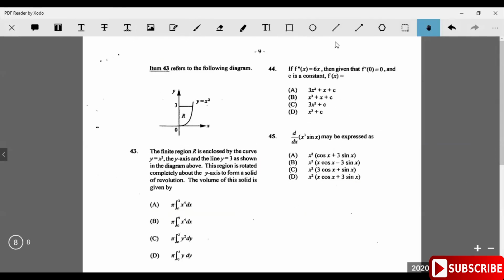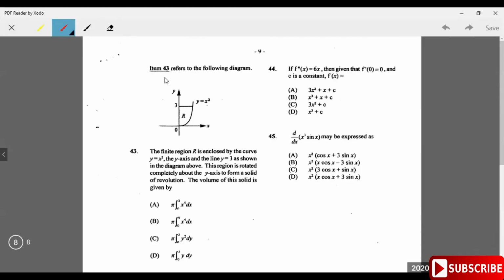All right, question 43. I really like question 43, and the reason being is for this very reason. It asks us to find the volume around the y-axis. Now, volume around the y-axis is different from volume around the x-axis. Volume around the y-axis is given by volume is equal to pi times the integral of x squared dy.